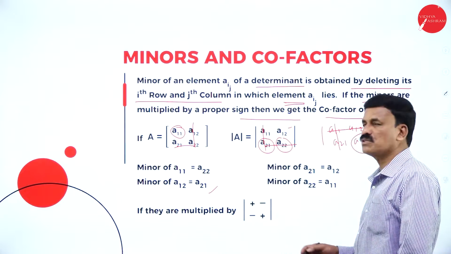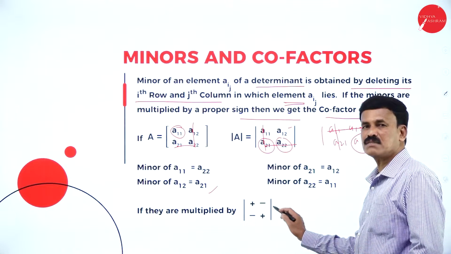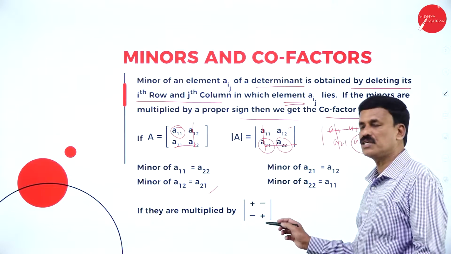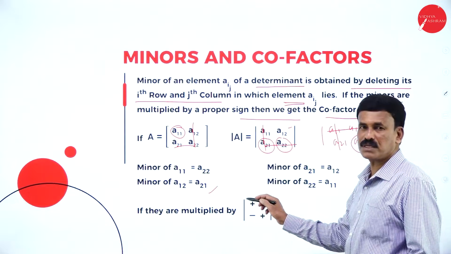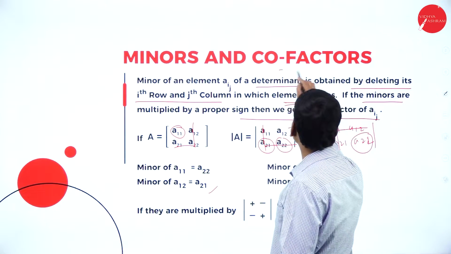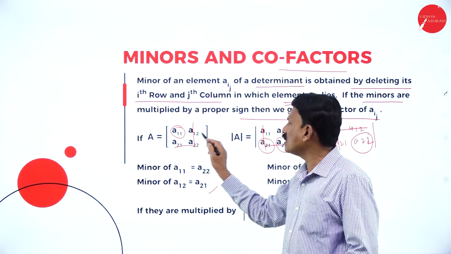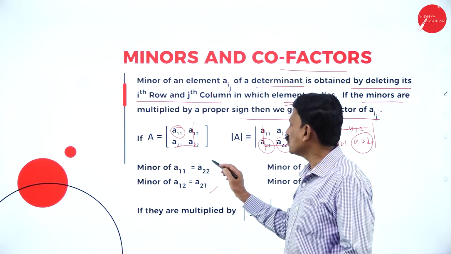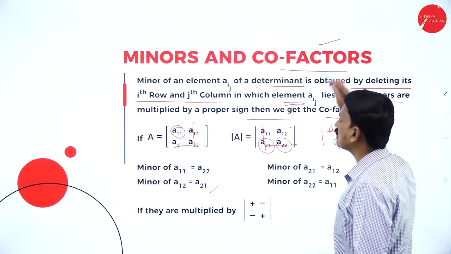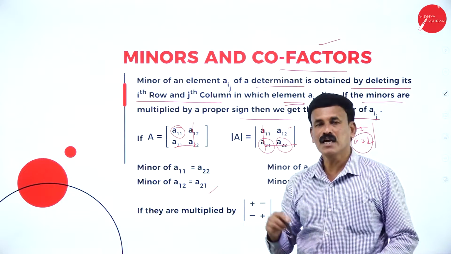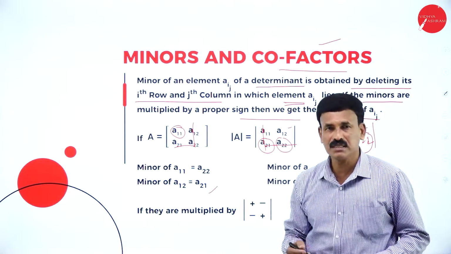So, this is how we are going to find the minors. If these minors are multiplied by a proper sign, plus, minus, minus, plus, alternately positive and negative, then we are going to get the cofactors. So, minors are nothing but deleting the row and column containing that particular element. If the minors are multiplied by a proper sign, then we are going to get the cofactor of that particular element. And the matrix which we are going to get is called the cofactor matrix.